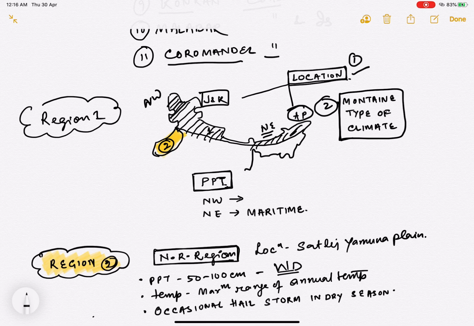Now with respect to the PPT, what does PPT mean? Precipitation. I had been saying this in the previous videos. With respect to the precipitation part, you can see that the northwest region gets the precipitation from WD. If you understand the meaning of WD, then please write in the comment section. And the northeast gets it from the maritime winds. What are these maritime winds? Maritime winds are nothing but your Bay of Bengal branch, the BOB, that enters your northeast.